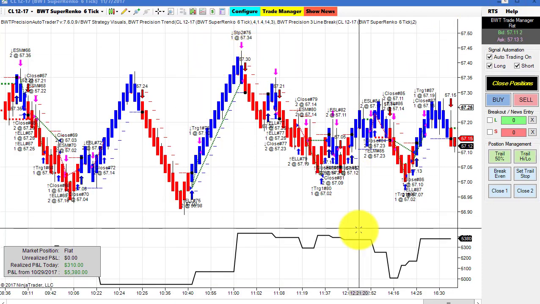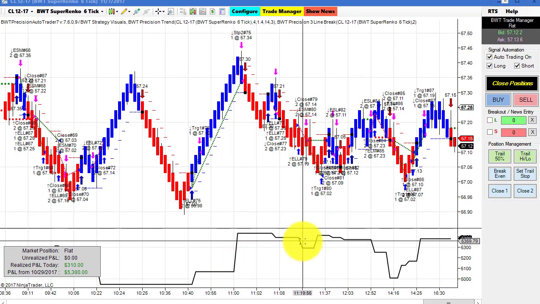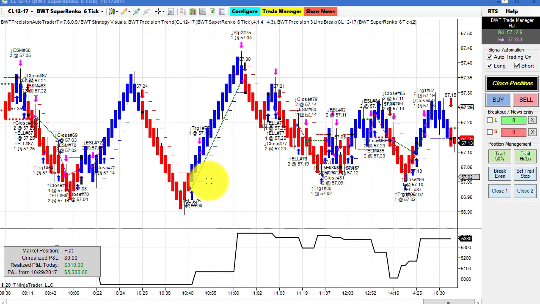Crude oil on the Super Renko 6-tick did 310 for the day on 2 contracts, quite active on the chart.